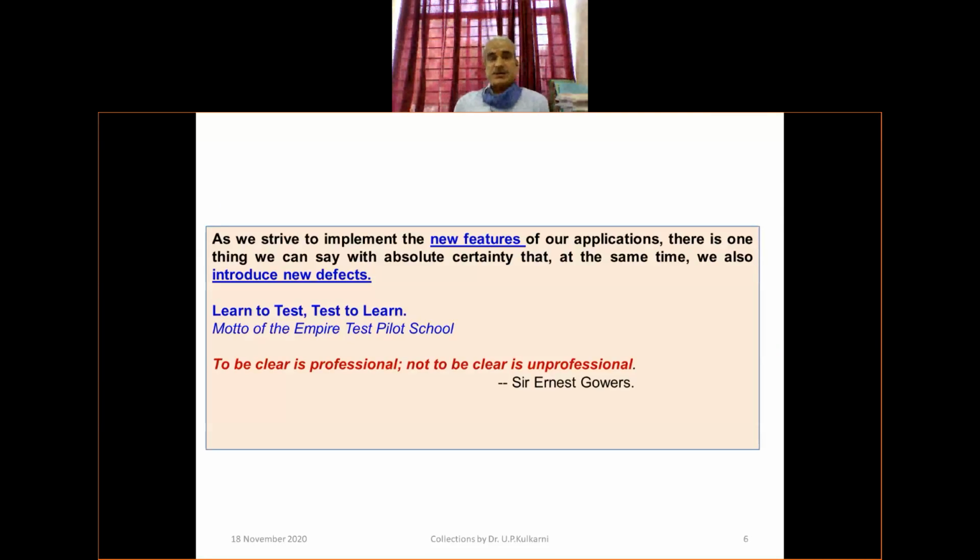Look at this, very interesting, a statement made by some people: as we strive to implement the new features of our application, there is one thing we can say with absolute certainty, that at the same time we also introduce new defects. True, right? There are terms called defect, fault, bug, from different domains. People use different terms. We frequently use defect also.